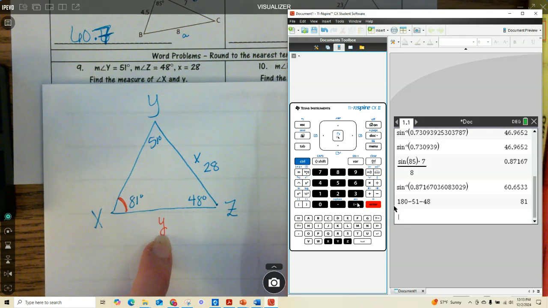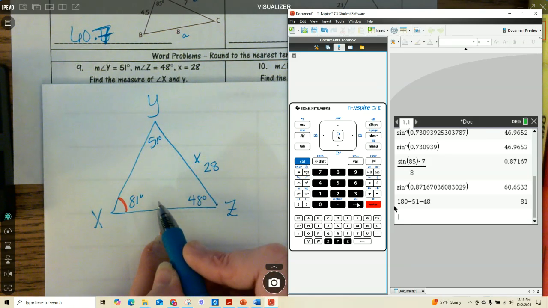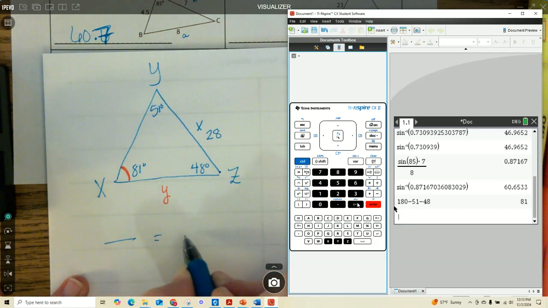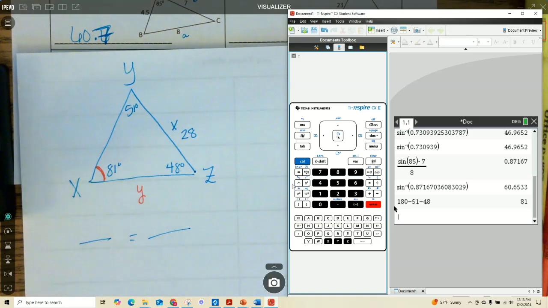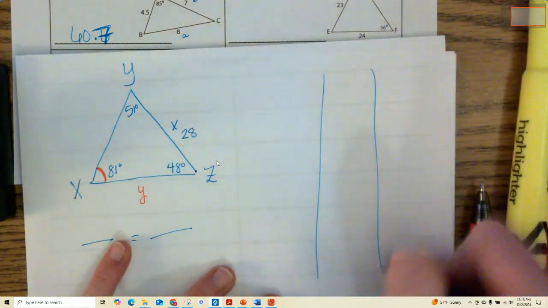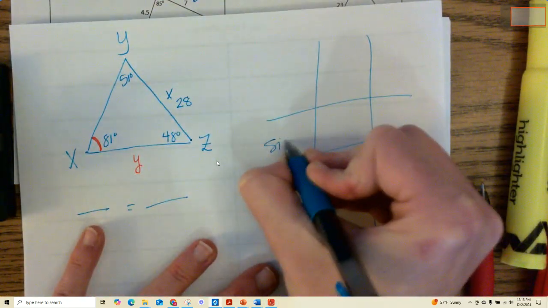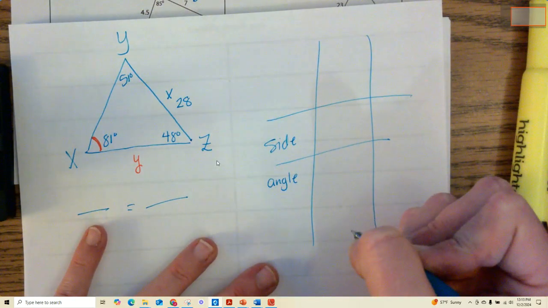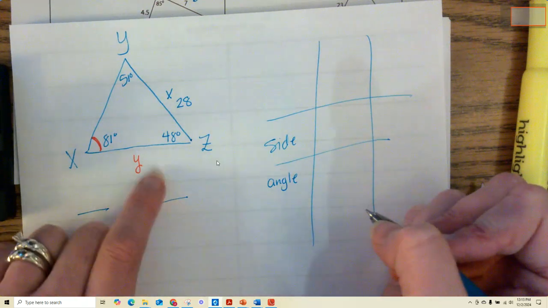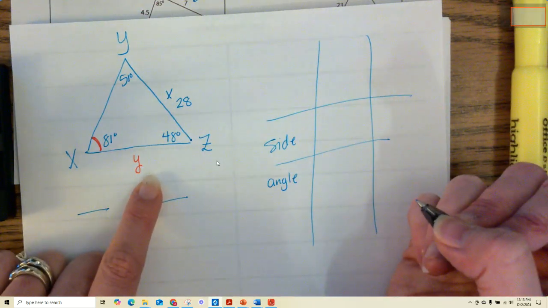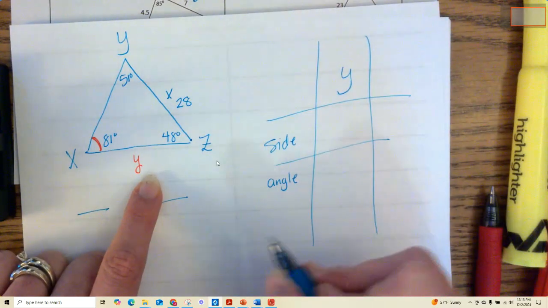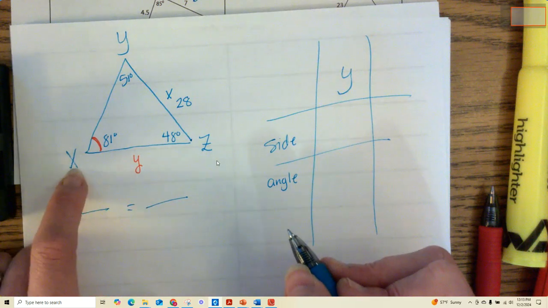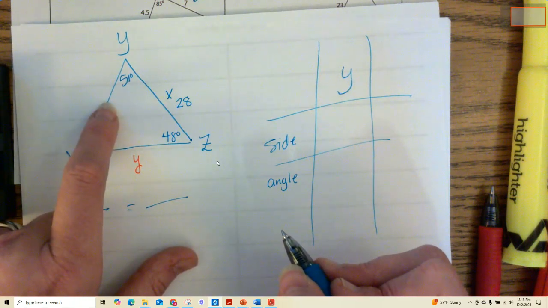Now I need to find Y. Okay, so we're finding a side again. When we're finding a side, it's easier to use the one set up like this. You can use tic-tac-toe though. Side always goes on top, angle always goes on bottom. What letters do we want to use to find side Y? Obviously, what letter do we have to use? Y. We have to use Y. What's the other letter that we have to use? X. Have to use X because we don't know what side Z is.